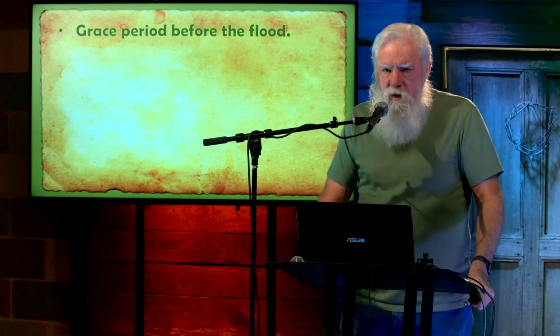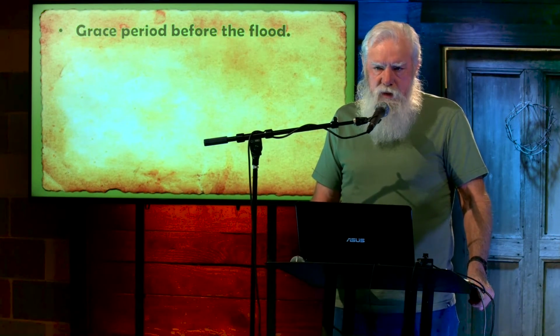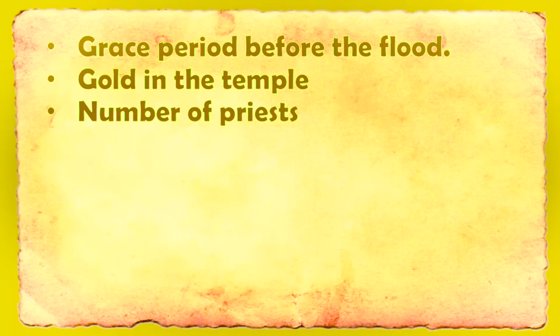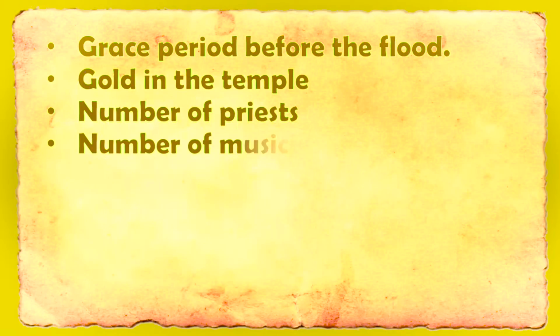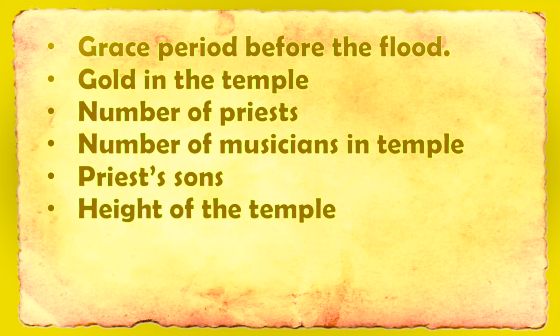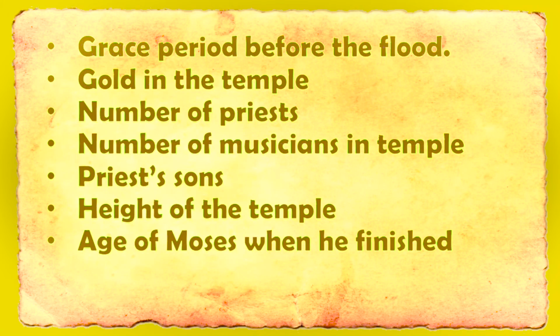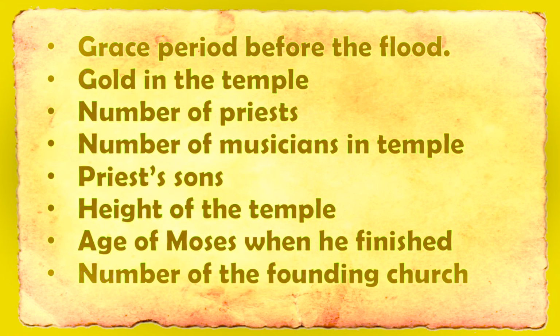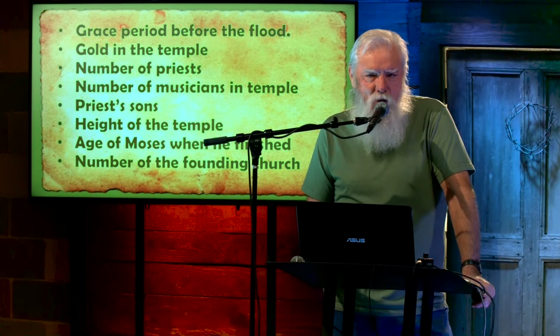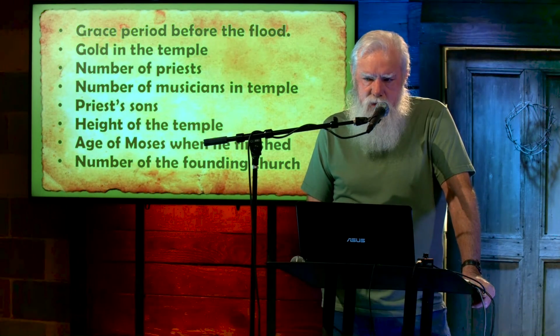So putting it together, a grace period before the flood, 120. Gold in the temple, we didn't go into those, but the number of times it refers to the gold in the temple as 120 shekels or 120 pieces, 120 quite a few times in the temple. Number of priests were 120. Number of musicians in the temple was 120. The priest's sons are listed as 120. The height of the temple was 120 cubits. And the age of Moses, when he finished his ministry, was 120. And the number of the founding of the church were 120. Now, that's a summation of all of these passages on 120. Can you see how all of those are sacred things that God has set aside?